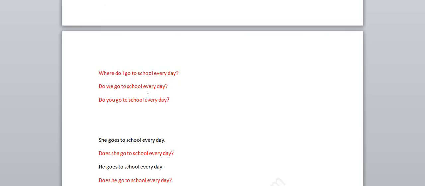And you can place one more word like how. How do I go to school every day? I haven't made any changes. Just in front of do and does, I have added a question word here. Then it gives such a meaning. Where do I go to school every day? How do we go to school every day? Then you can say, how do you go to school every day?